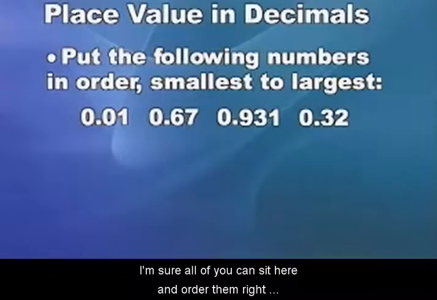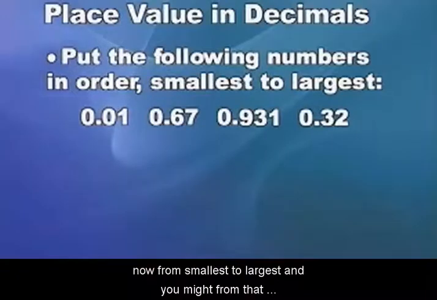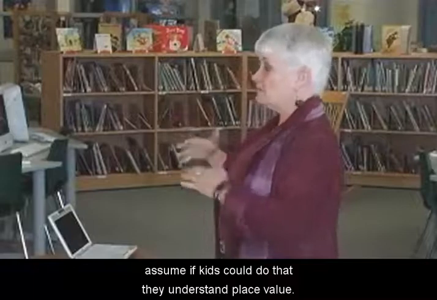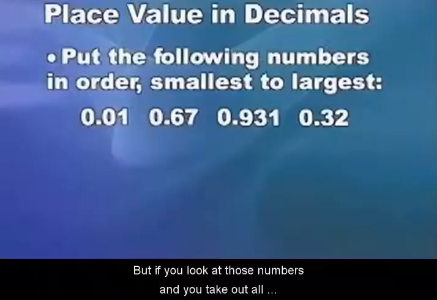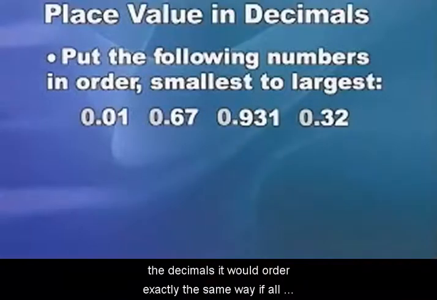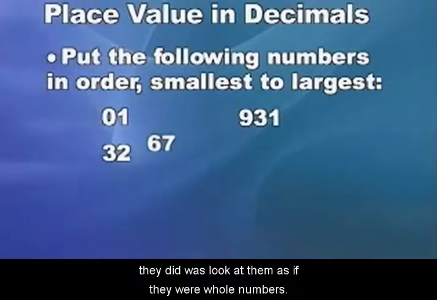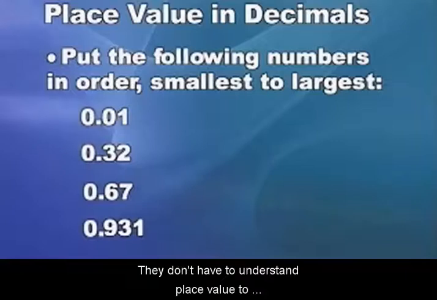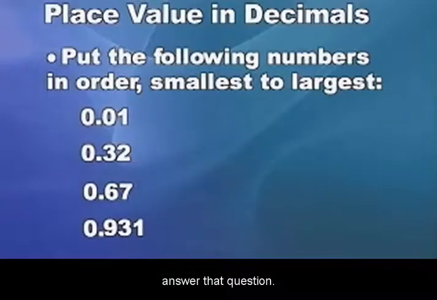I'm sure all of you can sit here and order them right now from smallest to largest. And you might, from that, assume, if kids could do that, that they understand place value. But if you look at those numbers and you take out all the decimals, it would order exactly the same way if all they did was look at them as if they were whole numbers. They don't have to understand place value to answer that question.